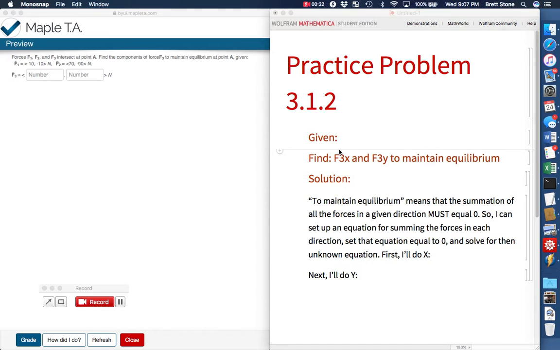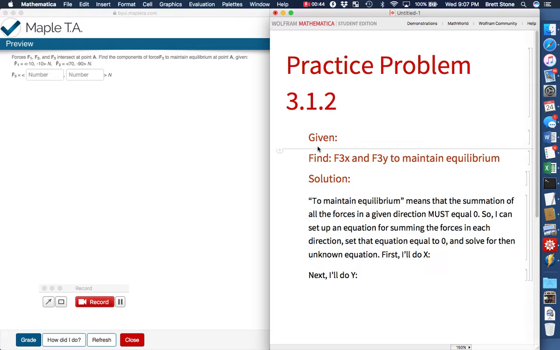So first let's go through, I tried to set this up the same way you do your homework, with given, find, and solution. So we're given a few things. We're given F1 and F2, and they're intersecting at this point A, and then we're given the component values for F1 and F2 in the x and y direction. So let's go ahead and put those in.